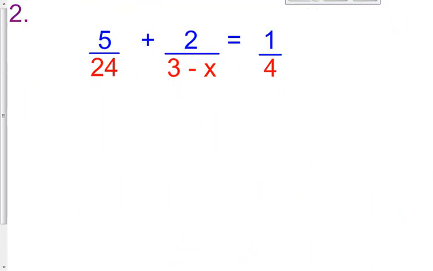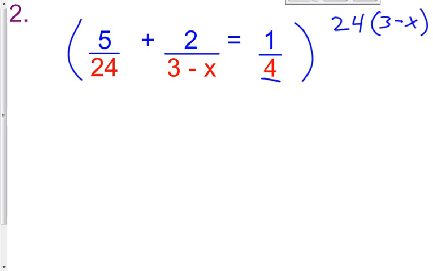Why don't you guys try number 2 on your own, pause the video, and let me see how you do, and then check your work with mine after you're done. So what you should have got for a common denominator, multiplying everything by 24 times the quantity, 3 minus x. 4, 3 minus x, and 24 all go into this greatest common denominator. So now we're going to cancel these 24s, and it's going to be 5 times the quantity, 3 minus x.